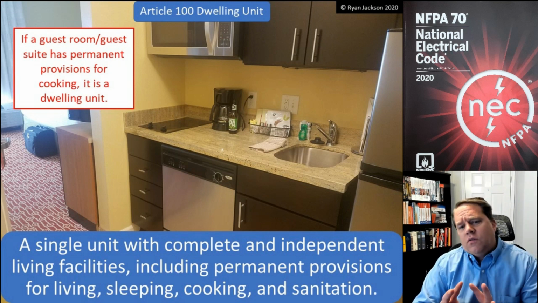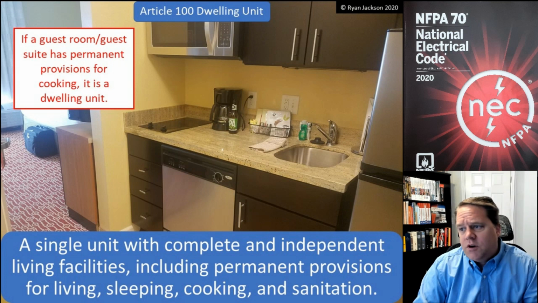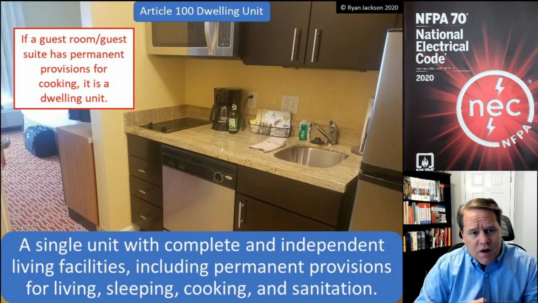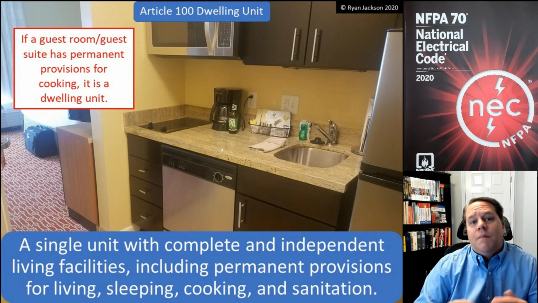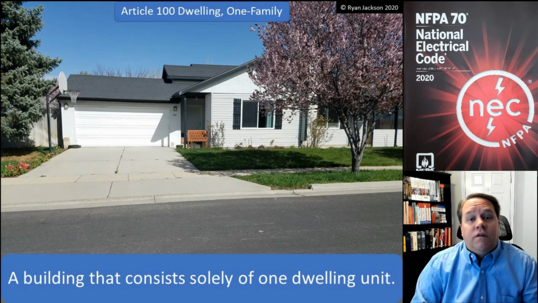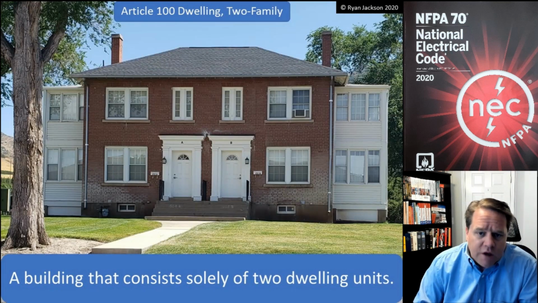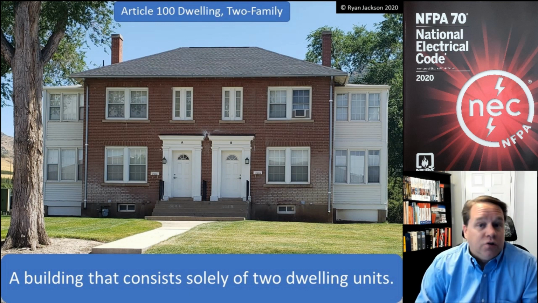So when you get into the requirements for circuiting in Article 210 and GFCI protection, AFCI protection, tamper-resistant receptacles, it's imperative to know what a dwelling unit is and what a dwelling unit is not. Now, we break down dwelling units into three main classifications. We have a one-family dwelling unit, which of course is just a building that consists solely of one dwelling unit. So if you have your own home, that's probably a single-family dwelling. If you have a duplex, that's going to be a two-family dwelling, a building that consists solely of two dwelling units. So here in the picture, we've got a duplex.